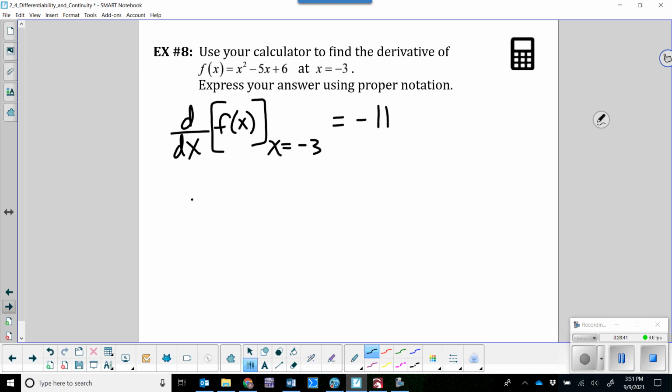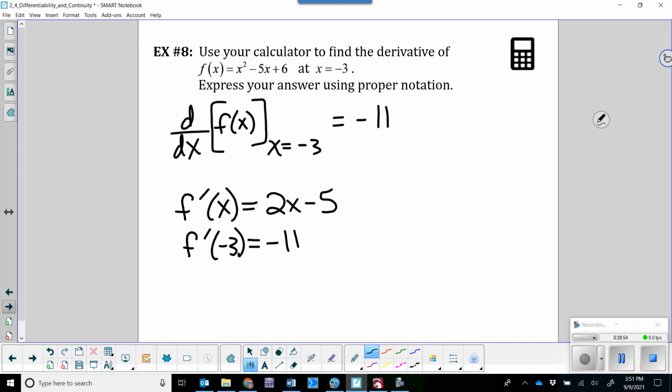Another way to do it would be to find the derivative of x squared minus 5x plus 6, which is 2x minus 5, and then you could write, I'm doing f prime of -3, and say that it's -11. And then actually you wouldn't even have to do this. You don't have to do that to use this notation, because it literally said find the derivative of that at -3.